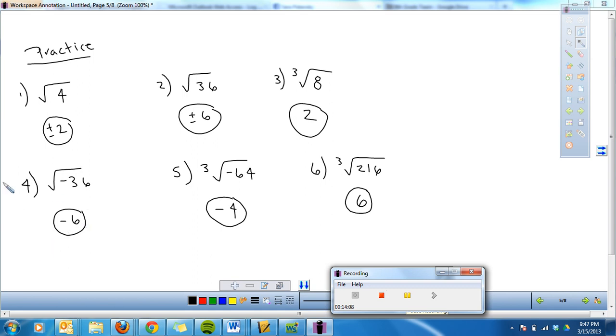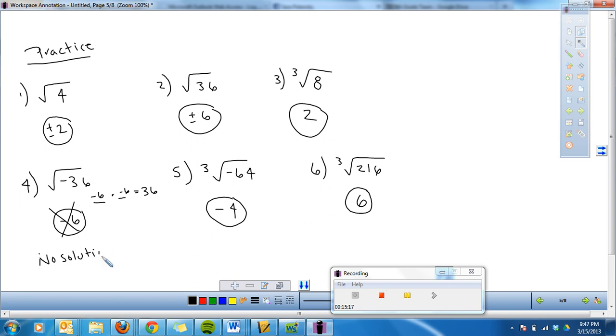Now, I wrote this here because this is a really common mistake, and I want you to look at number 4. You should always go back and check and see if it makes sense. This right here is a common mistake. It is not negative 6. Let's check and see if that works. Does negative 6 times negative 6 give you 36? No, it does not. And a lot of you probably had negative 6 here, and I wanted to address that one. There's no number that you can multiply by itself to give you negative 36. So the answer to this is no solution.